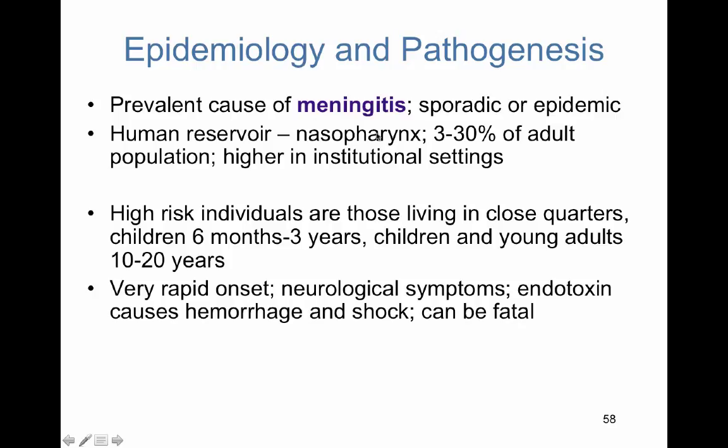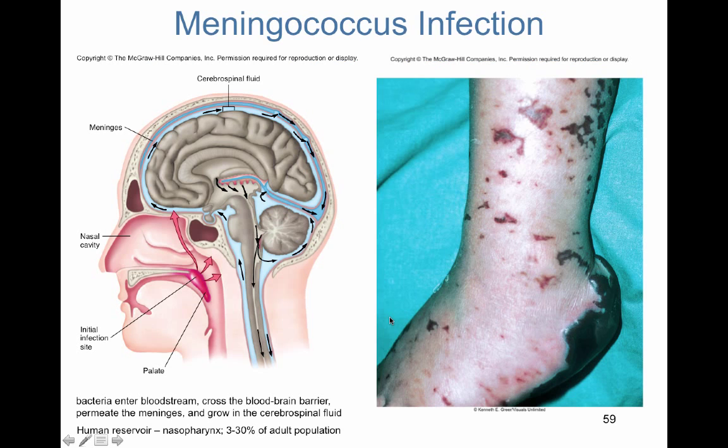In humans, we find this bacterium in the nose and the throat. 3 to 30% of people will carry it normally. And as far as it causing infection, high-risk individuals are those living in close quarters, children 6 months to 3 years, also young adults 10 to 20 years. And this type of infection has a very rapid onset, also neurological symptoms, and the presence of the endotoxin causes bleeding and shock and can be fatal. So it is very important to diagnose, catch it, and treat people who have been around the infected individuals.